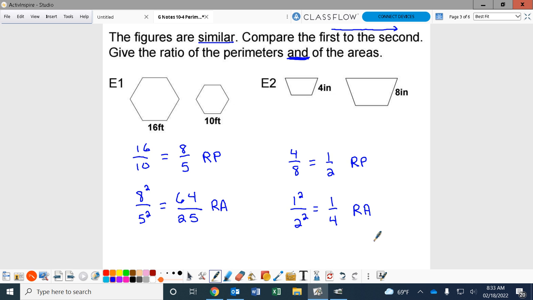Yep, please. Oh, no. That's a very good point to bring up. This is not about the actual area itself. This is just their relationship. Thank you for asking that question. That's a very good question.